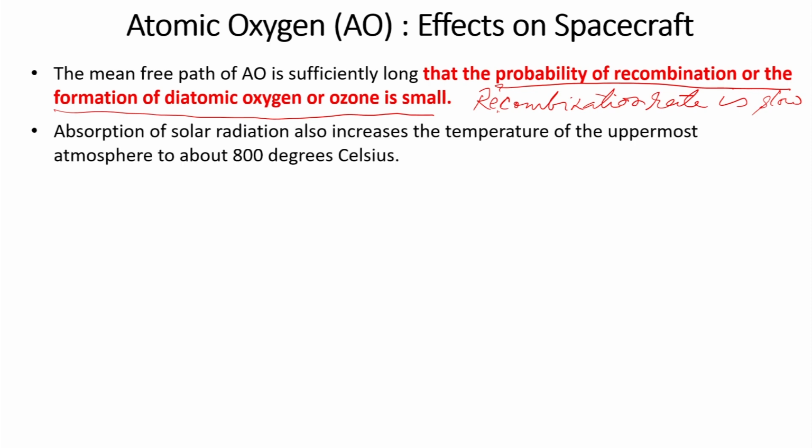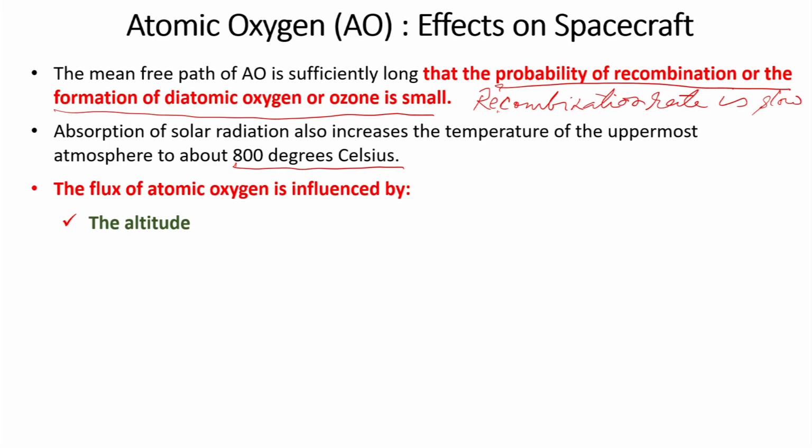So, the absorption of solar radiation also increases the temperature of the uppermost atmosphere to about 800 degrees Celsius. This is the reason it is called the thermosphere, where the temperature increases. Now, the flux of atomic oxygen. What should be the flux at a particular altitude? This will be dependent on the following factors. First, it is the altitude. As we have seen, around 400 kilometers it is maximum, something like 96%.